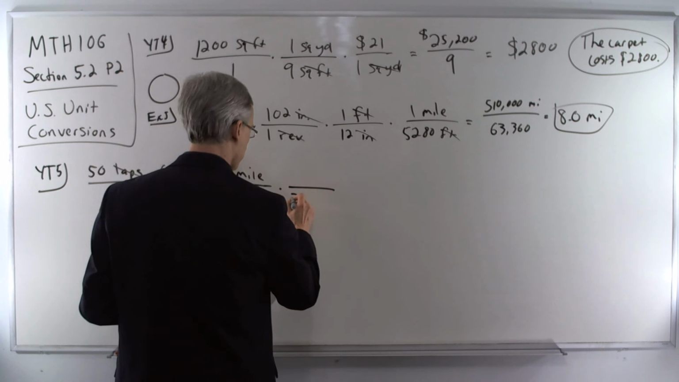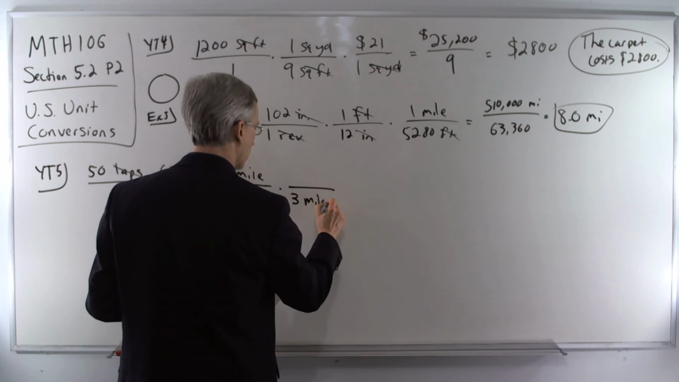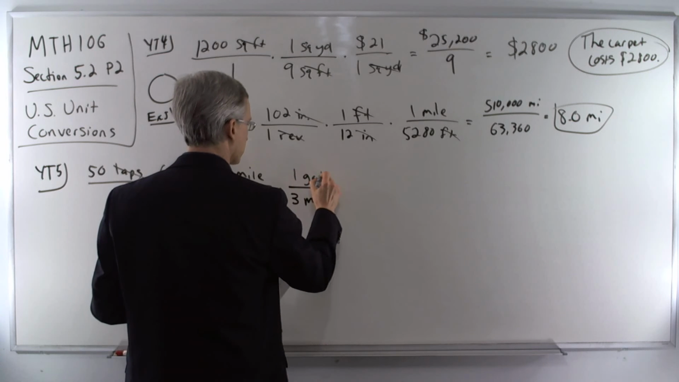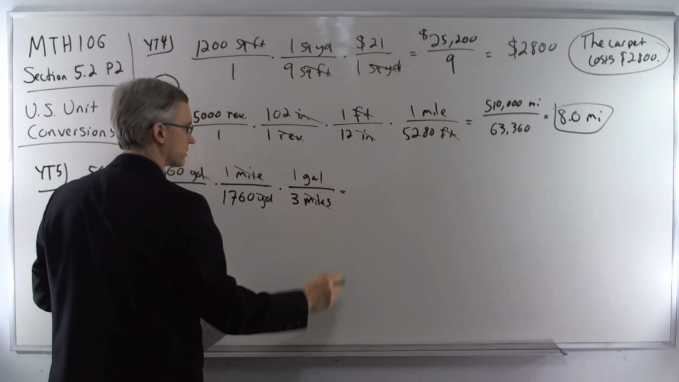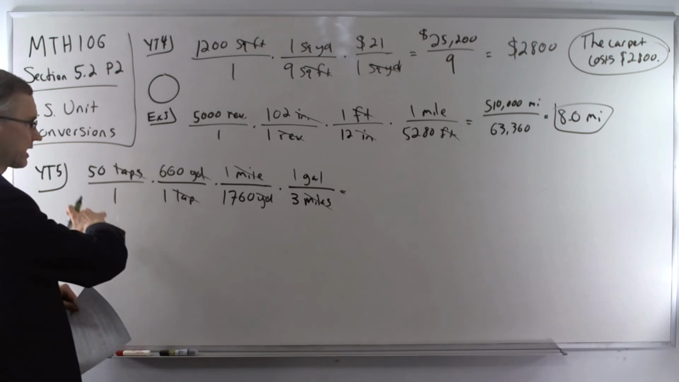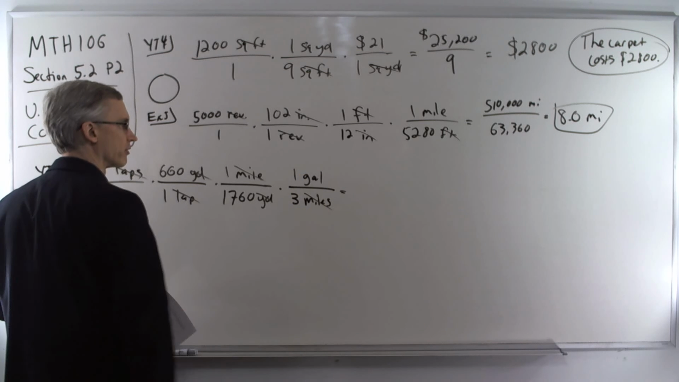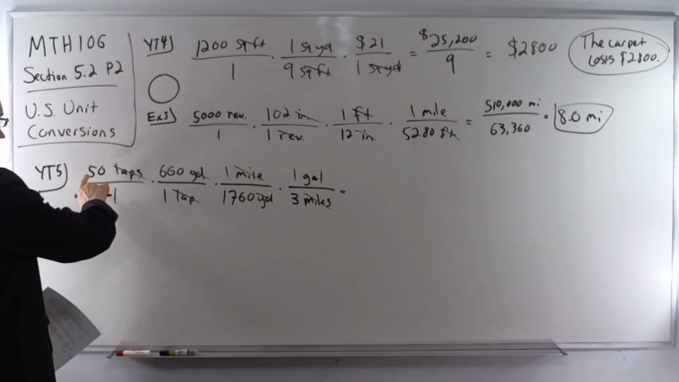Make sure you put 3 miles on the bottom and 1 gallon on top. That way, miles on top, miles on bottom, cancel. And now all the units cancel except for gallons, and that's what we're looking for. So we're good to go to multiply straight across.